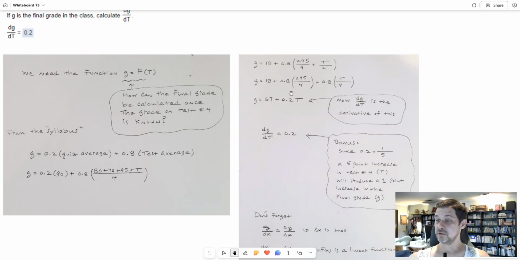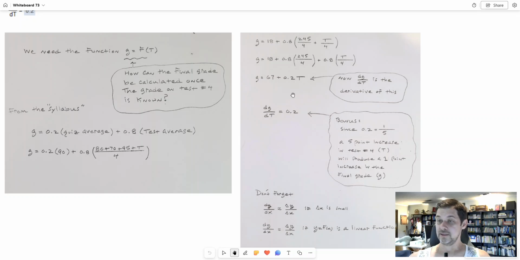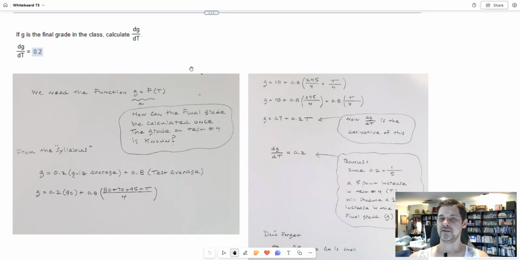Now, because I have that, I can calculate this derivative. I just use the rules for derivatives as they would apply to that. What's the derivative of 67 plus 0.2 times t? Well, that's a pretty easy function to work with in terms of derivatives. The derivative of that is 0.2. Okay, so there's your answer. dg over dt is 0.2.